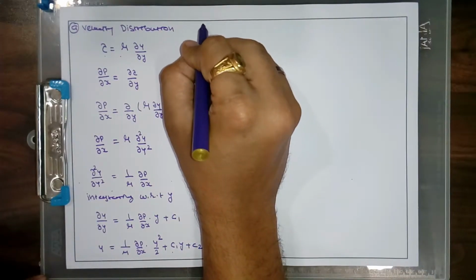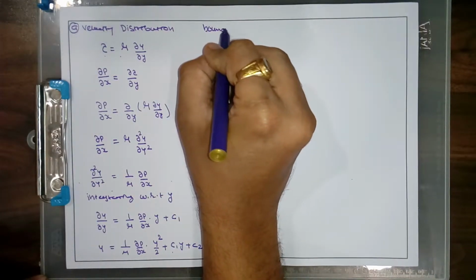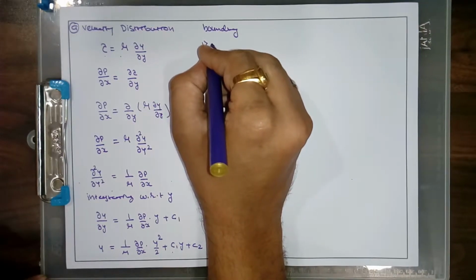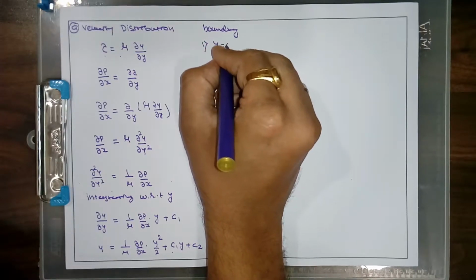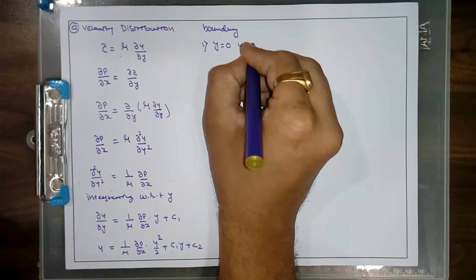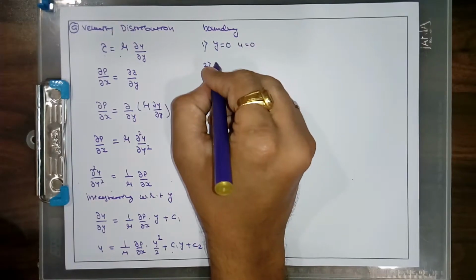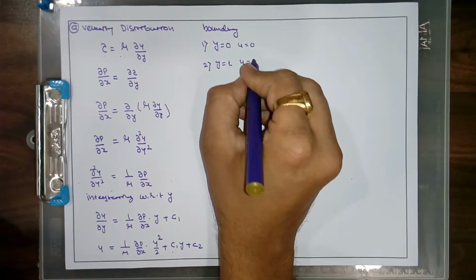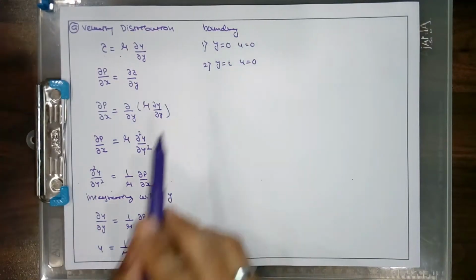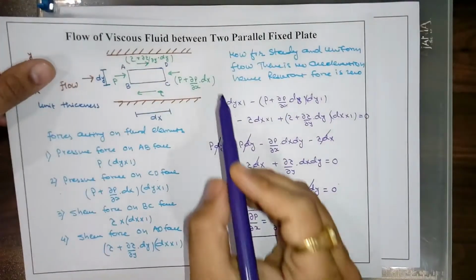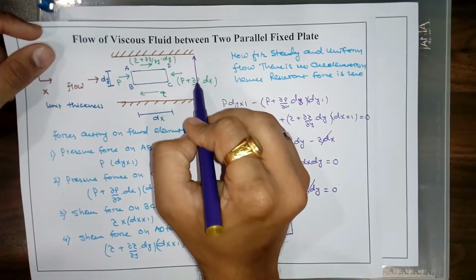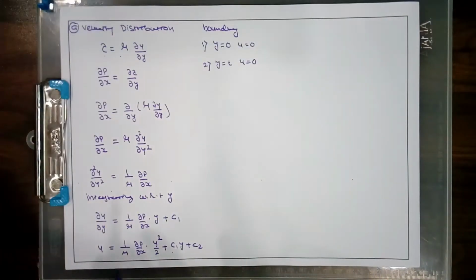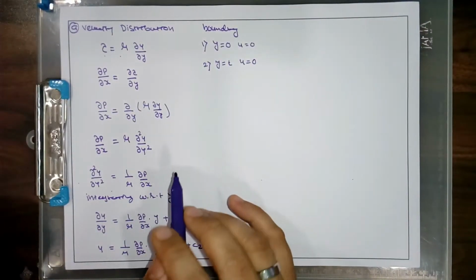So the boundary conditions to find out the value of c1 and c2: there are two boundary conditions. First, when the value of y is 0, the value of u becomes 0, and the second boundary condition is y equals t, then u equals 0, where this t means the distance between these two plates. So here we have the distance between these two plates as t. Now we apply these two boundary conditions.